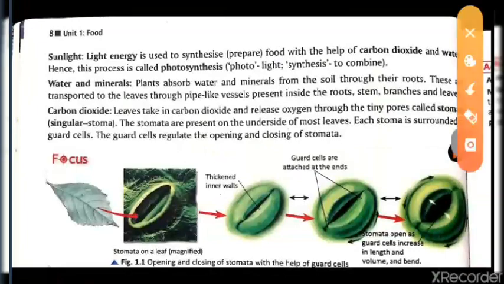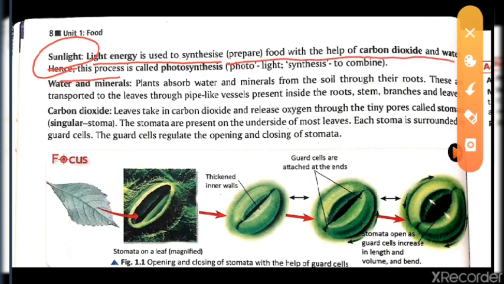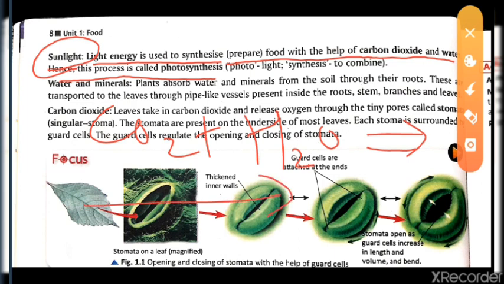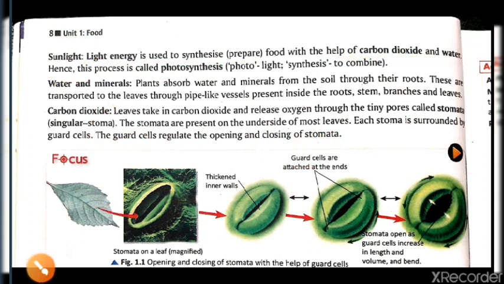So here we have sunlight. That means it is a type of light energy. Light energy is used to synthesize or prepare food with the help of carbon dioxide and water. Hence this process is called photosynthesis. That means the plants are getting the photo energy from the sunlight. They have the CO2 and water, and when they get the energy of sunlight, that means light energy, in presence of chlorophyll they will prepare their food.